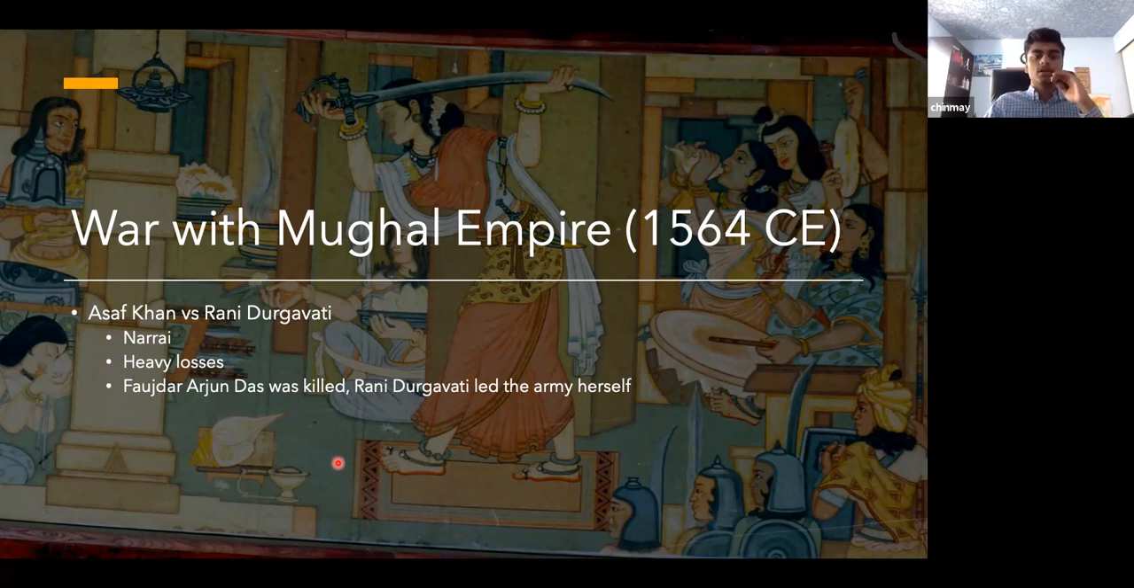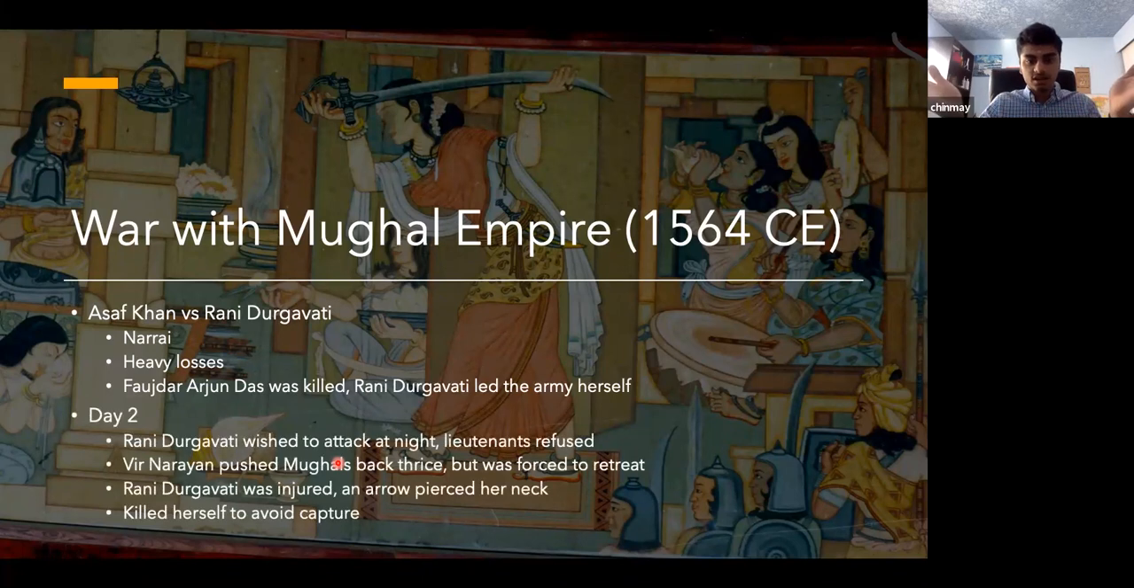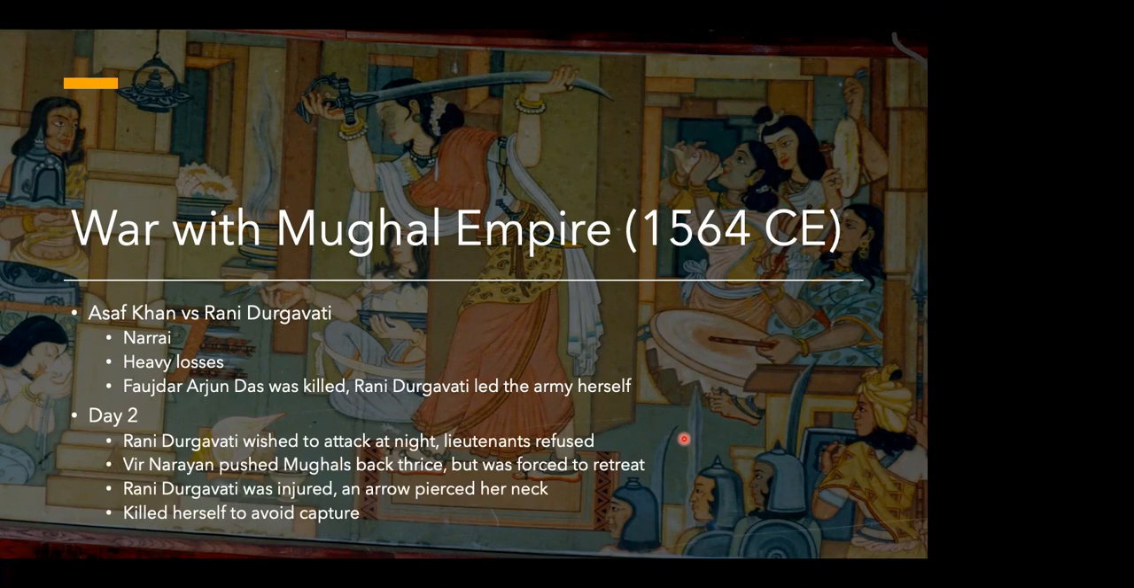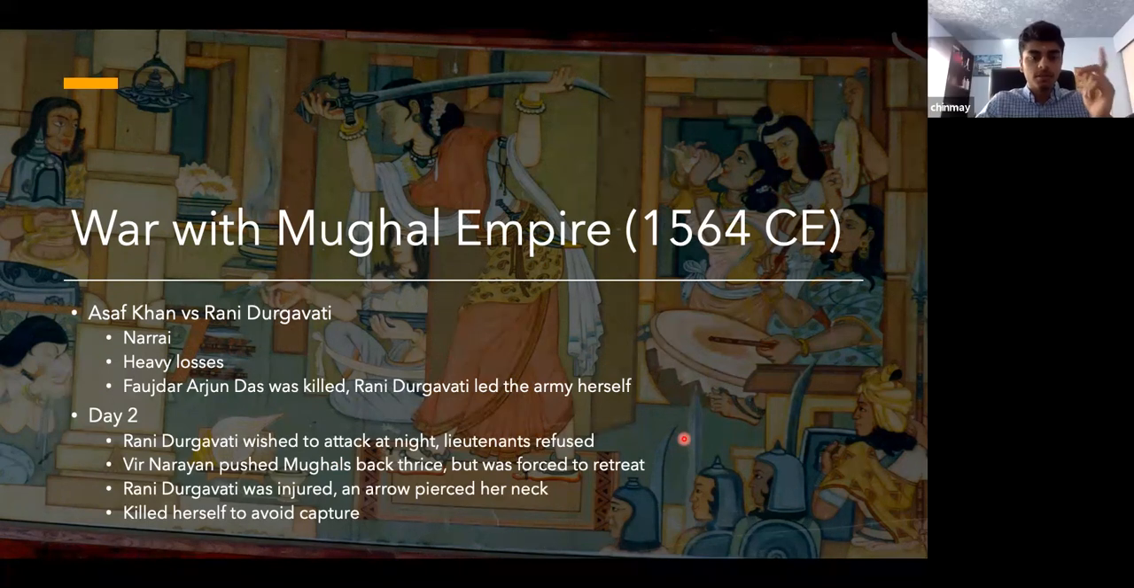So after the war in day one, Rani Durgavati met with her lieutenants, and she said that in order to beat the Mughal Empire, she needed to invade at night. But her lieutenants refused to attack at night, and they shot down Rani Durgavati's plan. So then, when the day started again, Rani Durgavati invaded.